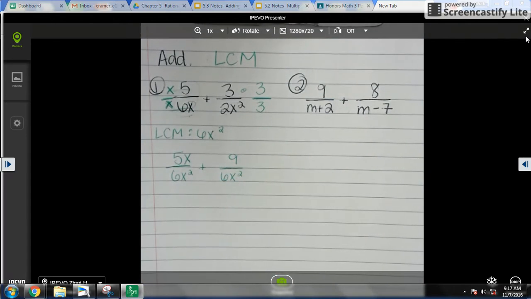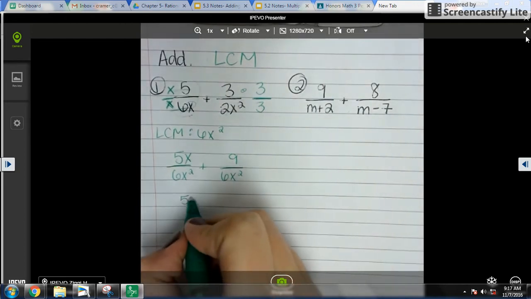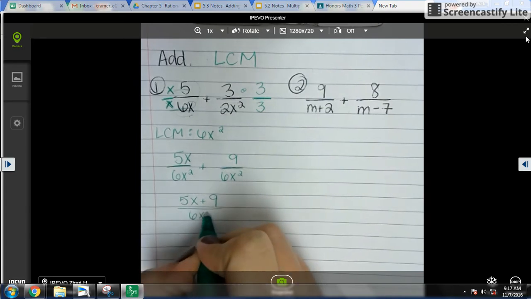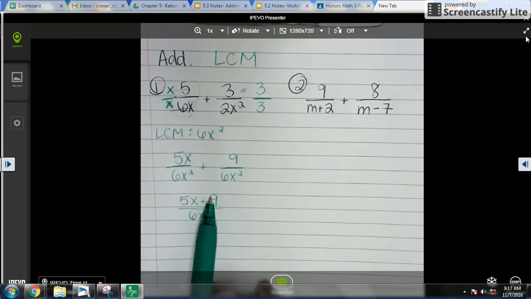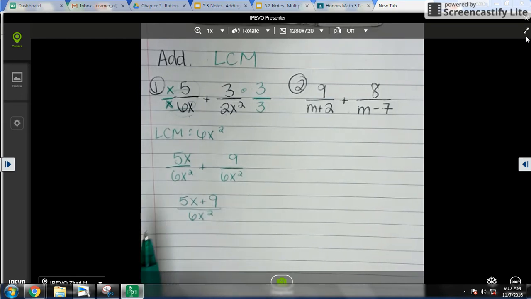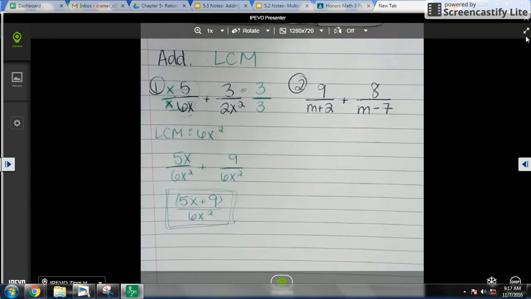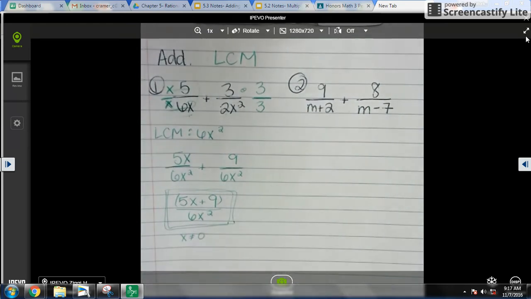So now that these have the same denominator, we can now add the tops. So the top becomes 5x plus 9. The denominator stays the same. At the end, we would try to simplify this, but there's no GCF that we can factor out of the top. So there's nothing on the outside but parentheses that we can cancel. So this would be your final answer. And if it asks you to state an excluded value, make sure you state the excluded value. In this case, it would be x cannot equal 0.